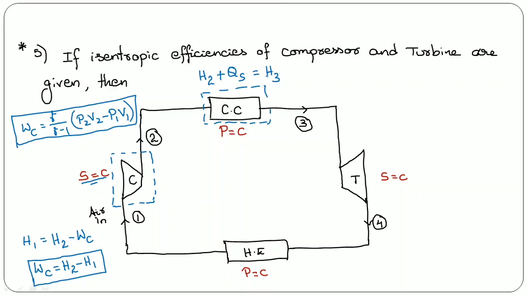As the temperature increases, internal energy increases. So as the internal energy increases, we know that H is equal to U plus PV. As the internal energy increases, enthalpy also increases, even though pressure is kept constant. Now, from this we can write the amount of heat supplied Qs is equal to H3 minus H2. So this is the heat supplied formula.